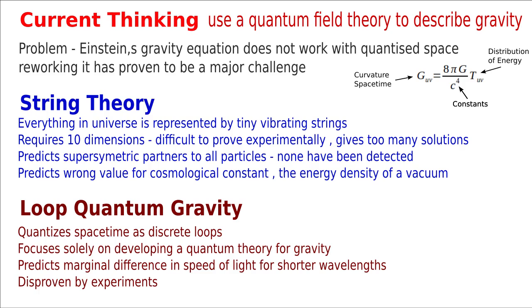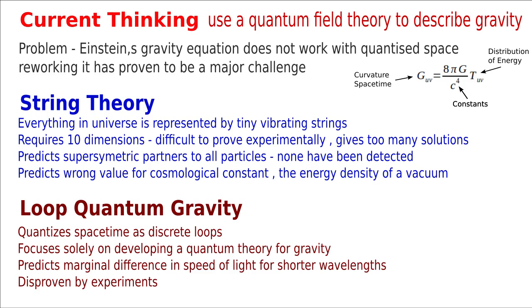It gets worse. The theory makes a serious error predicting the value of Einstein's cosmological constant, the energy density of a vacuum in his theory of general relativity. The value should be positive, yet string theory gives a negative value. Something has gone seriously wrong here.